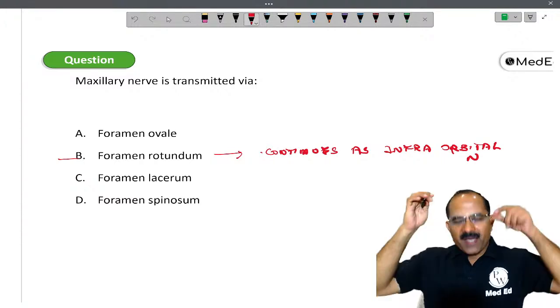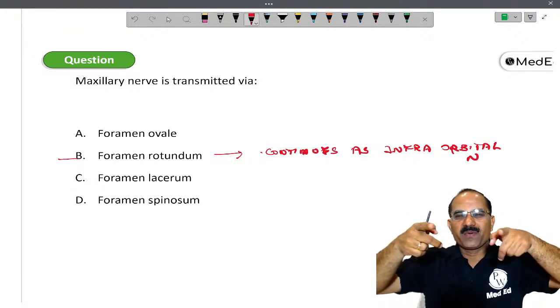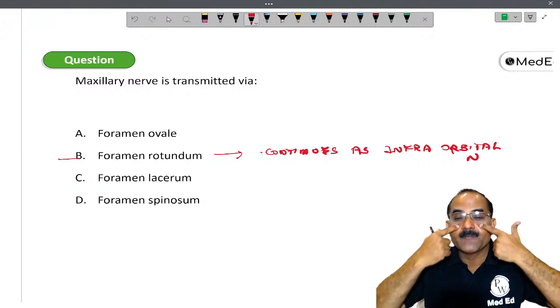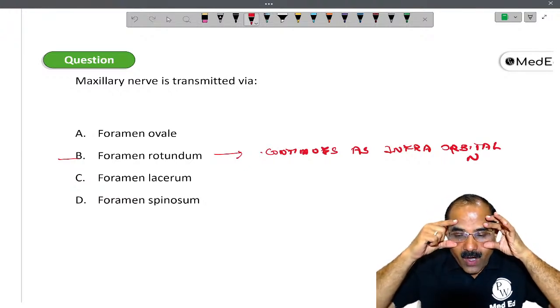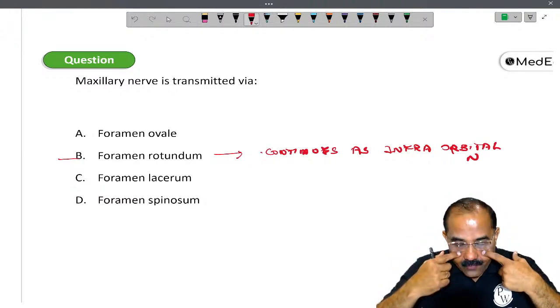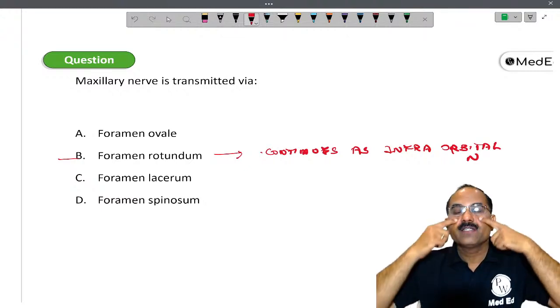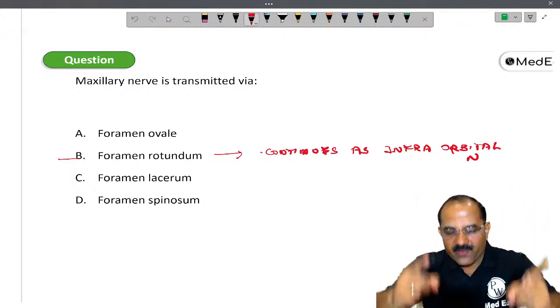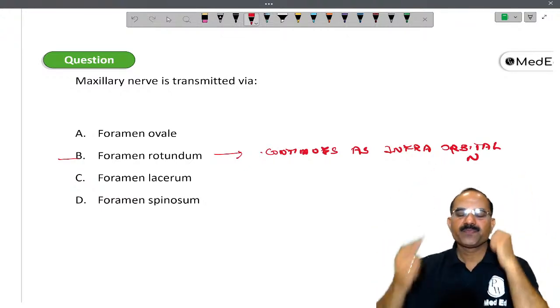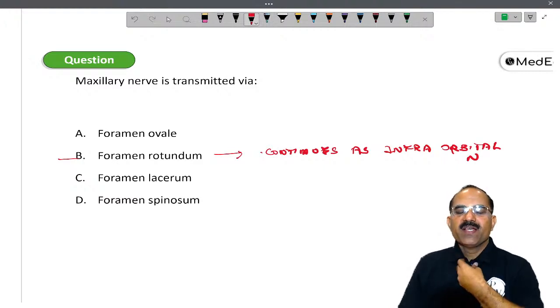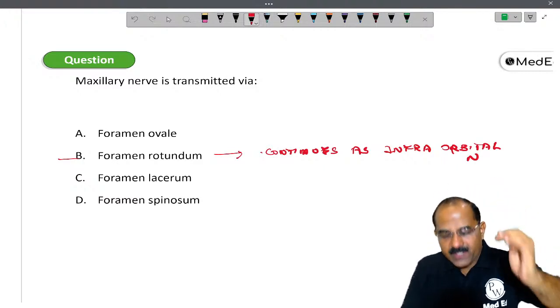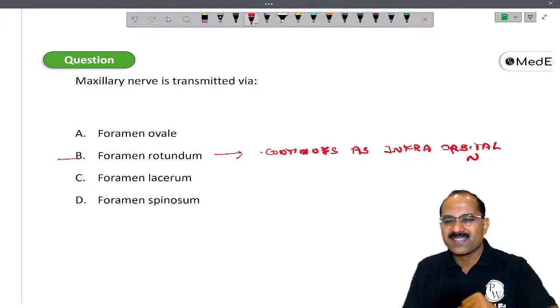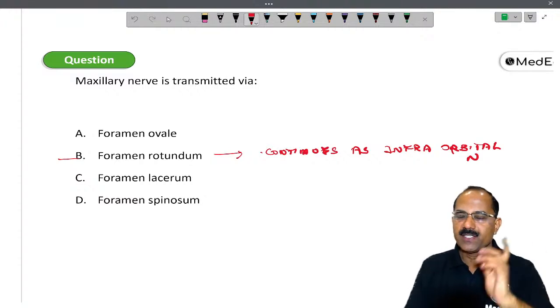Okay, great. So maxillary nerve passes through the foramen rotundum, comes out through this foramen here. This foramen is present below the orbit. इसे बोलते हैं infraorbital foramen. The nerve is now known as the infraorbital nerve. So अगर MCQ आता है maxillary nerve continues as, your answer is infraorbital nerve.